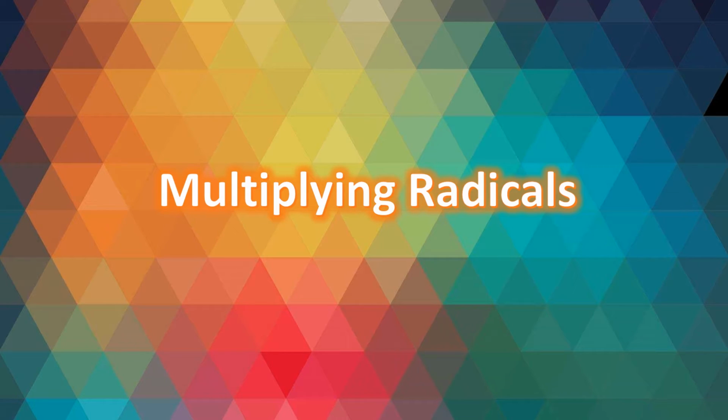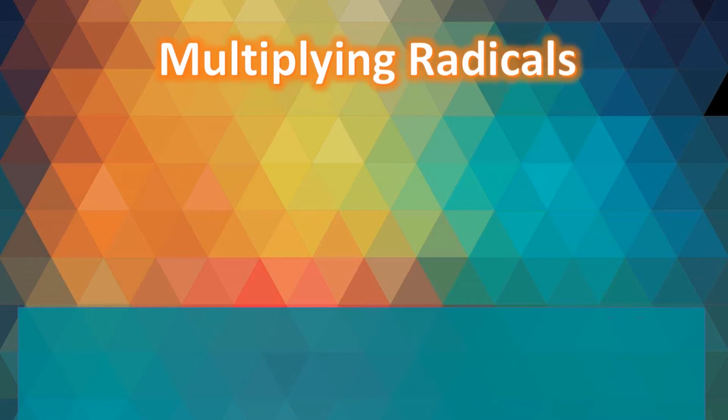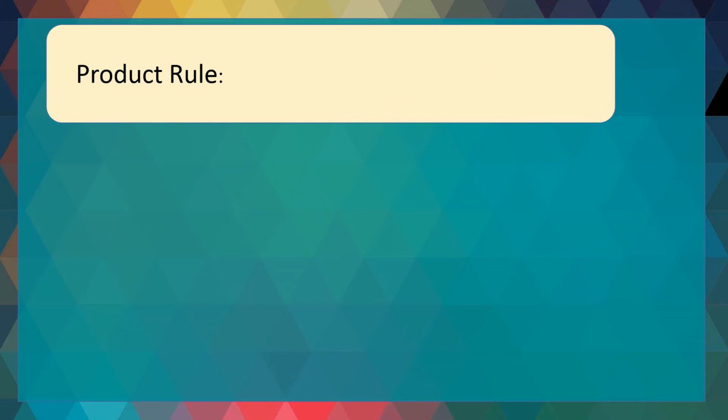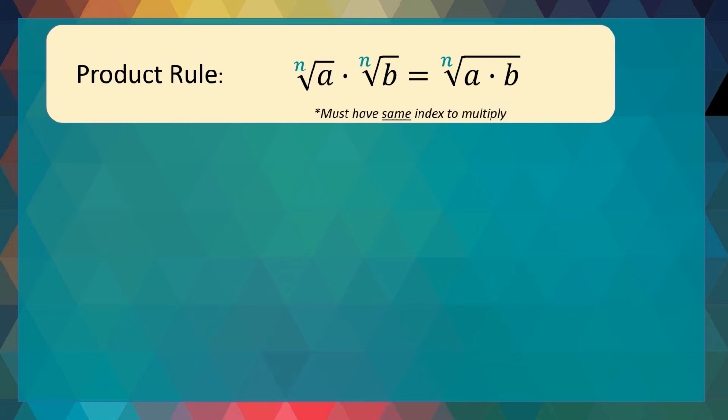Multiplying radicals. The product rule: the nth root of a times the nth root of b equals the nth root of a times b. To use this rule, they must have the same index in order to multiply.